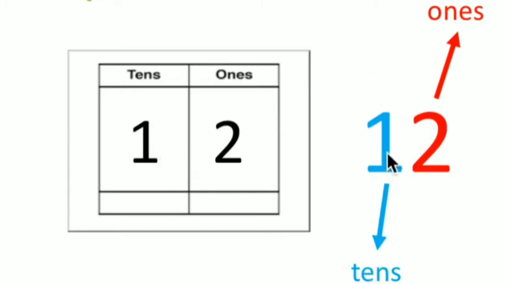I repeat, 1 tens is equal to 10 ones. So 10 ones plus 2 is equal to 12. So we can write 12 as 1 tens and 2 ones.